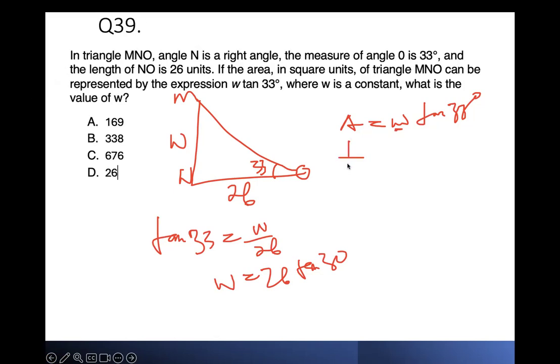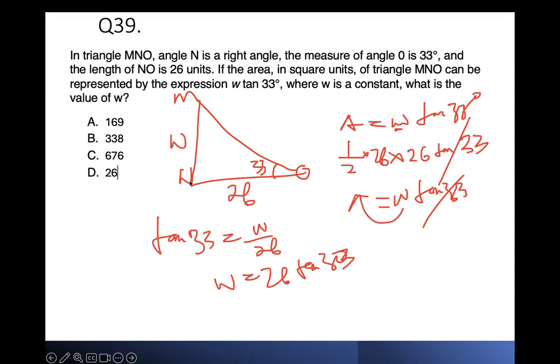But what is my area? Half base, which is 26, times height, which is the W, which is the same thing as 26 tan 33. But I know the area is the same as W tan 33. That means tan 33 cancel each other. And you have 26 times 26 divided by 2 will give you W. And the answer will be this if you do it right.